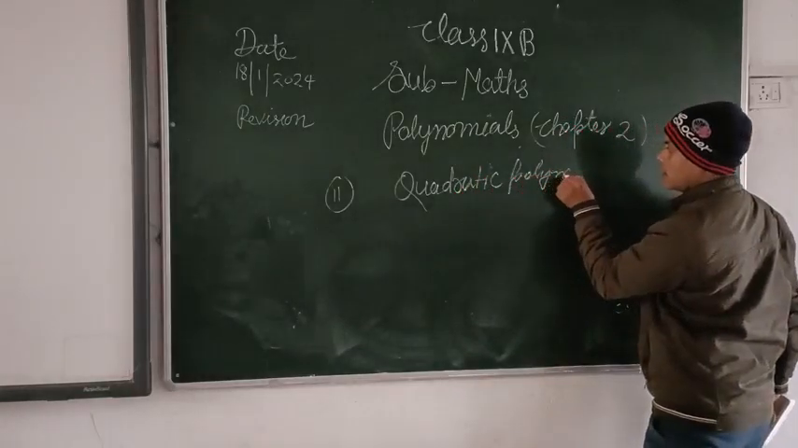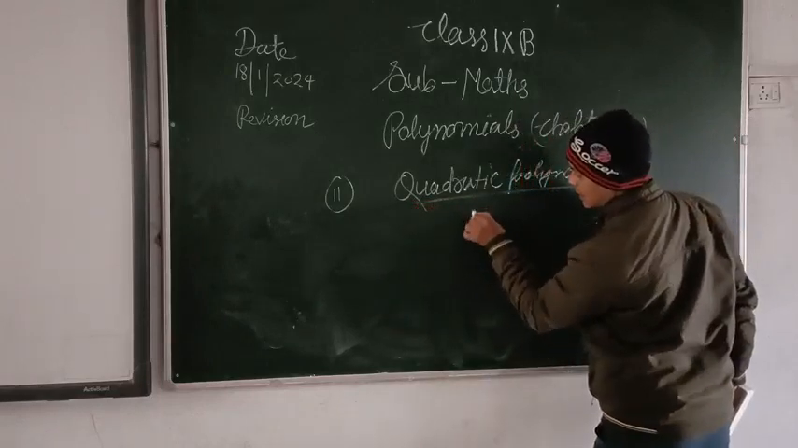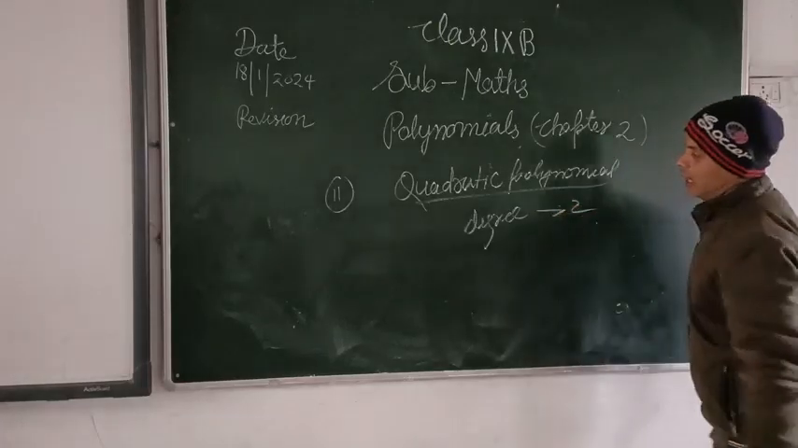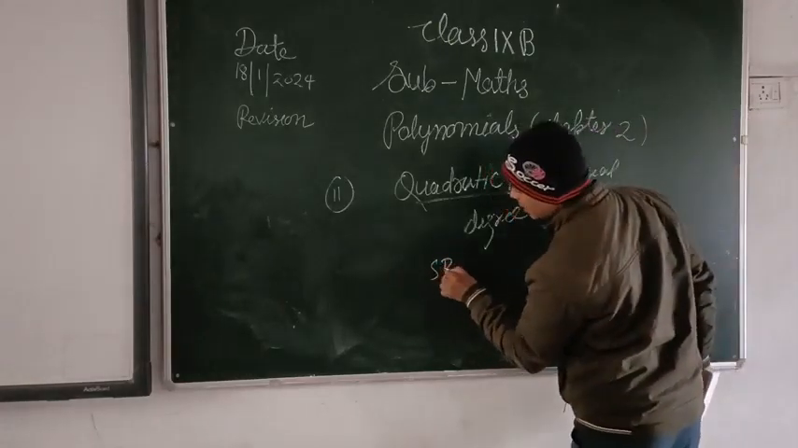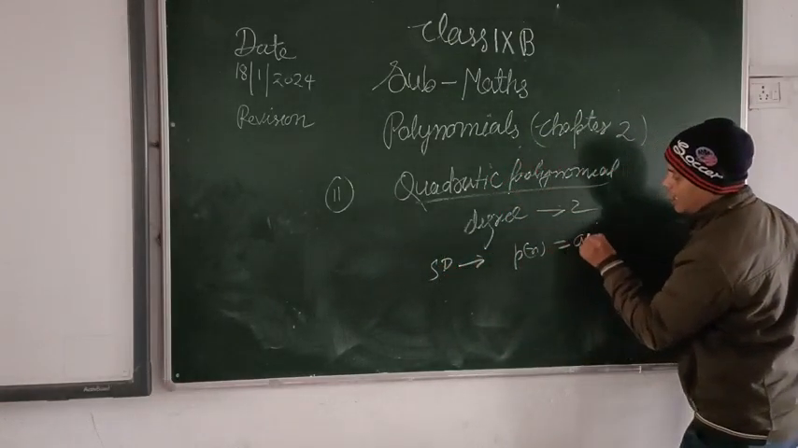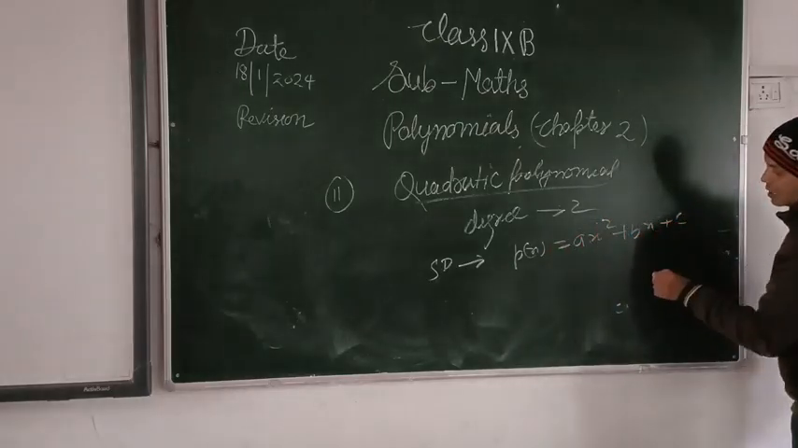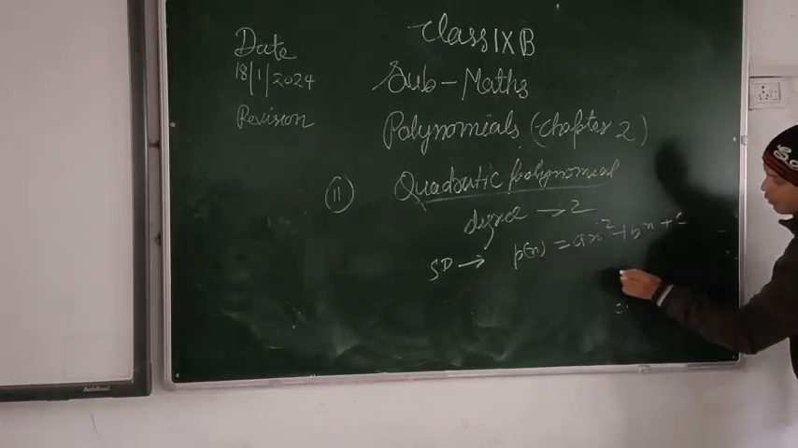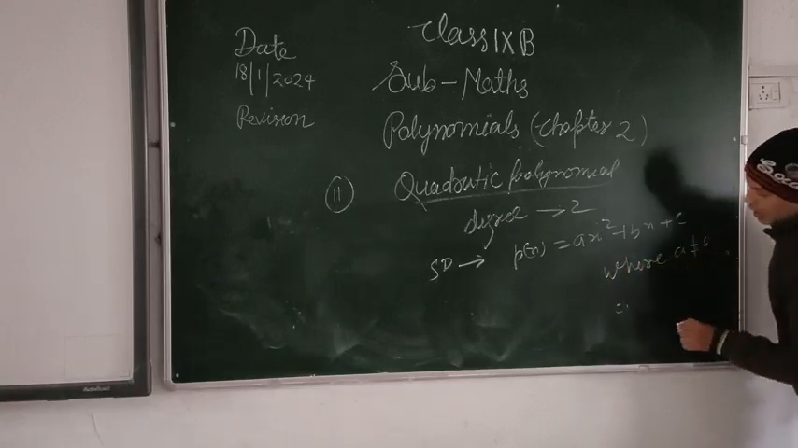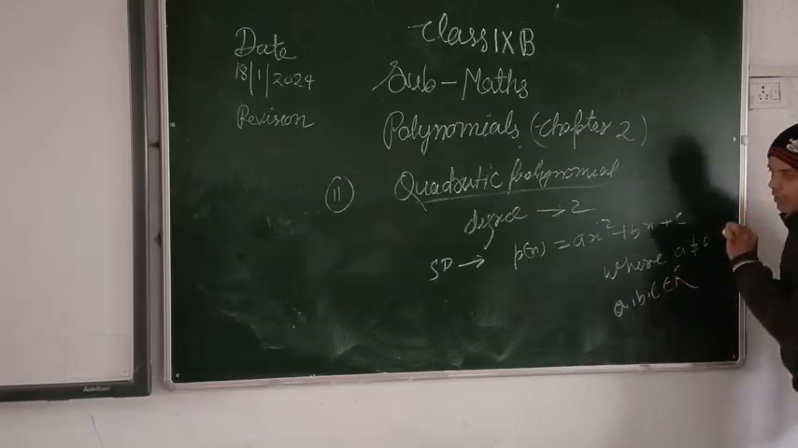Polynomial. What is a quadratic polynomial? Its degree becomes 2 and the standard form is p(x) equal to ax square plus bx plus c, where a is not equal to 0 and a, b, c are elements of real numbers.